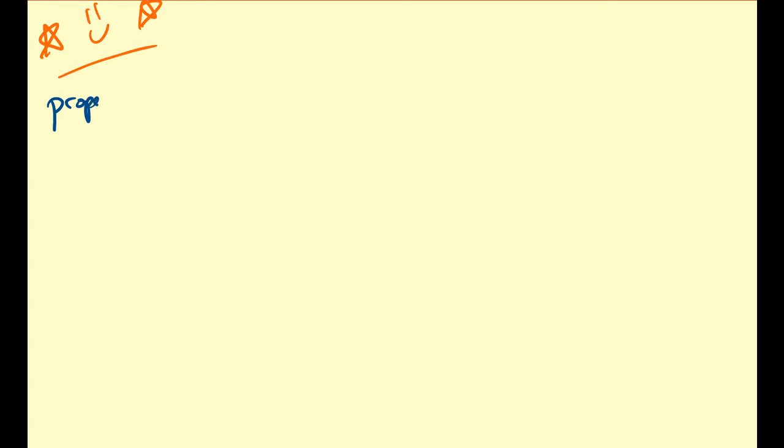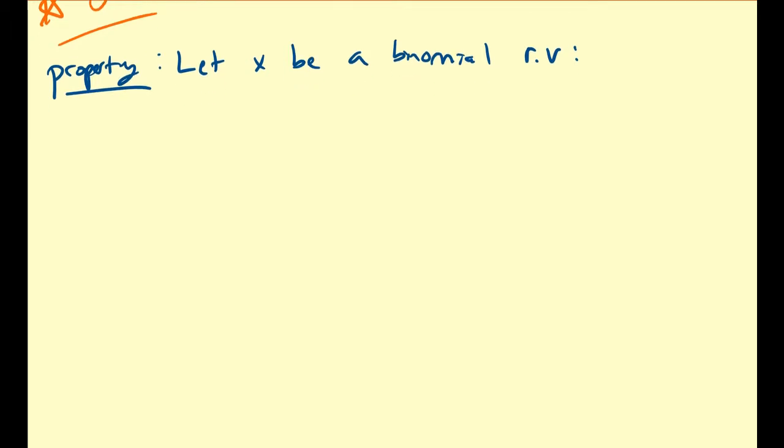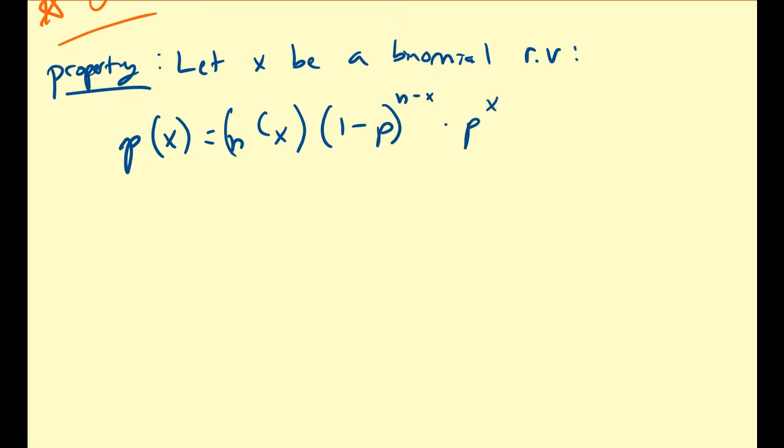And that property is this. So recall, let X be a binomial random variable. If you don't remember what a binomial random variable is, it's a random variable that has the following distribution: nCx, the number of combinations, times (1 minus p) to the n minus x times p to the x. Here, n is the number of independent trials, and p is the probability of success of getting what you want.